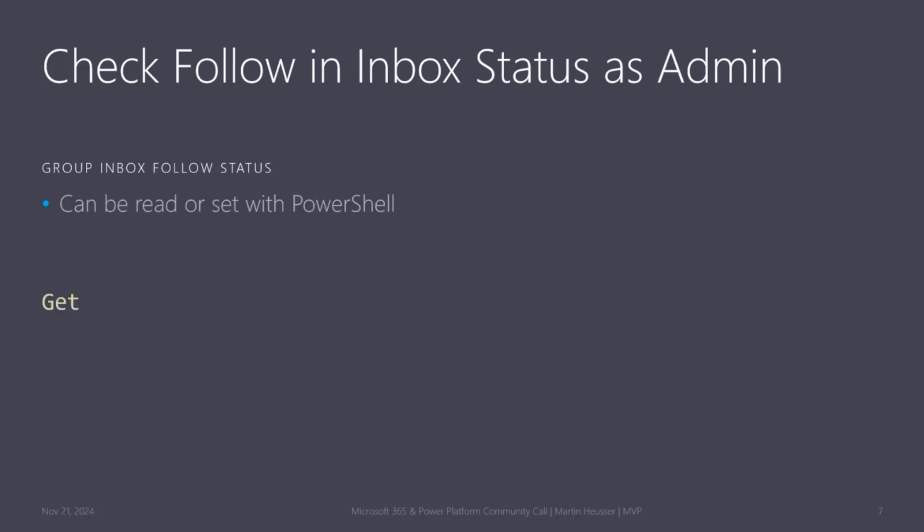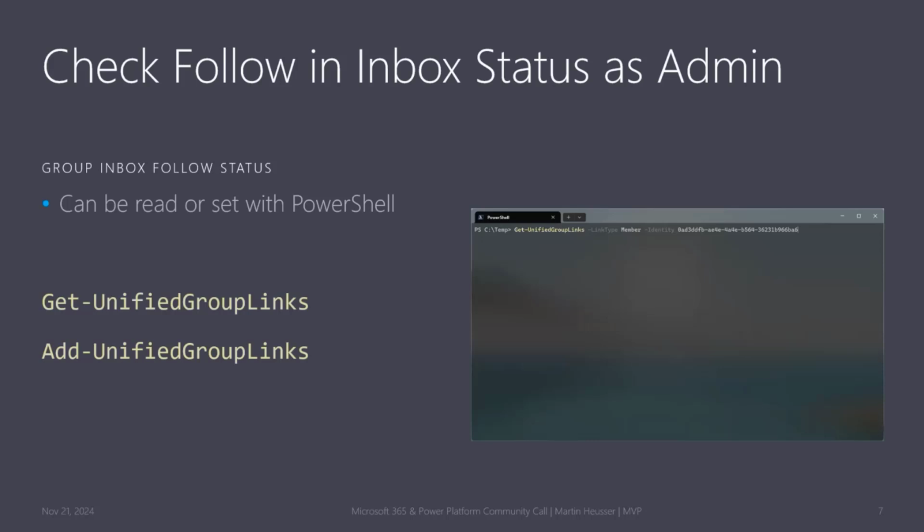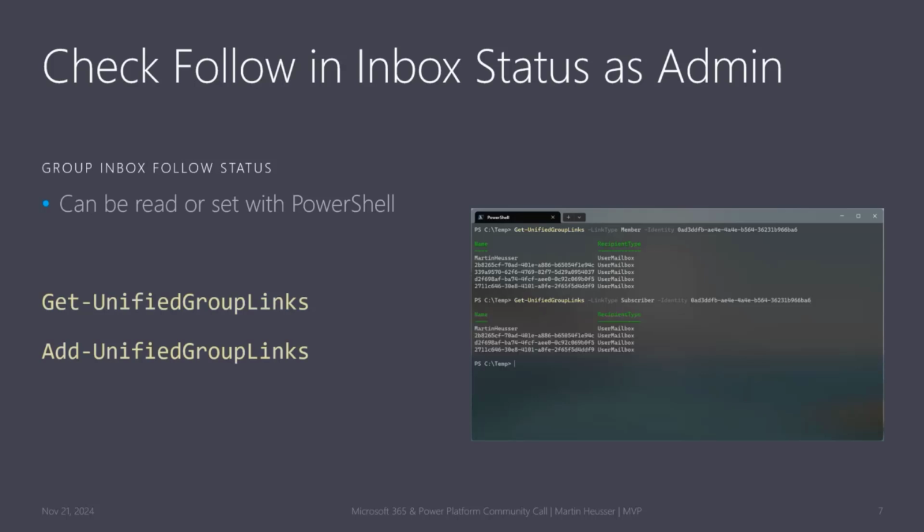We can also read it through PowerShell. So we have Get-UnifiedGroupLinks to read, and Add-UnifiedGroupLinks to subscribe somebody back if they decided to unfollow the group. Here in the PowerShell window, you can see the command is Get-UnifiedGroupLinks both times, but one time the link type is Member, the next time it is Subscriber. If you pay attention, you can see that there is one ID more for the members, which means this ID, the one circled in blue, this member is not actually following or subscribing to the group inbox. So they only get to see the messages if they go into the group mailbox.